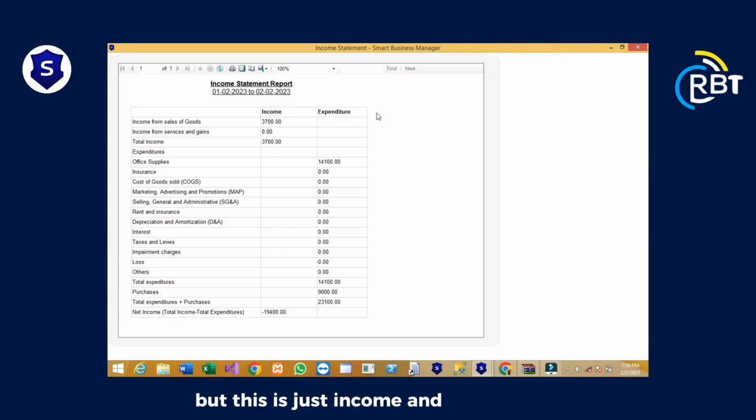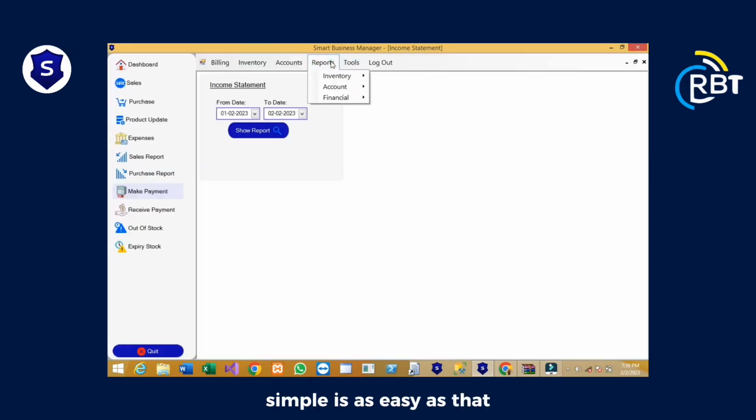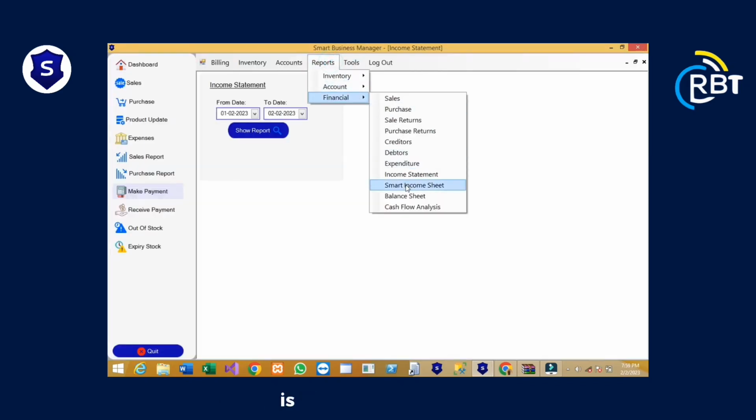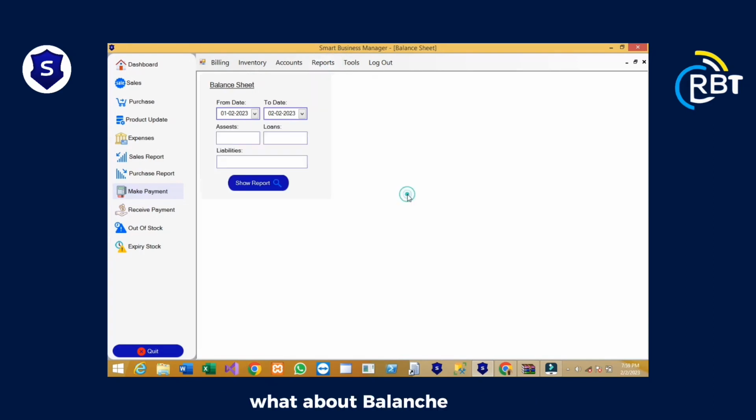It's just your income and expenditure, and the difference between the income and expenditure gives you the income statement. Simple. It's as easy as that. The next one I'll just quickly touch on is your balance sheet. What does the balance sheet show?